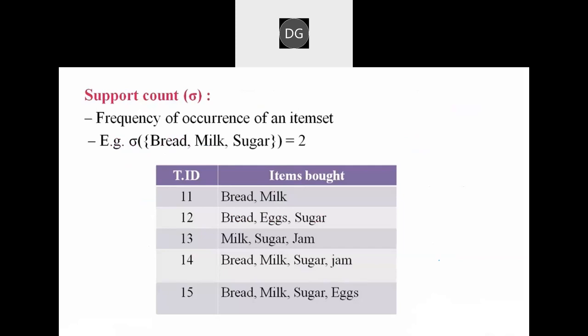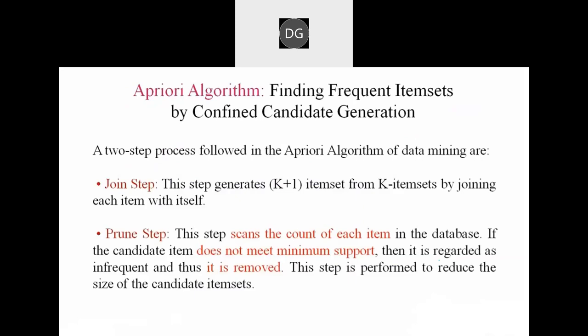Okay, so let us see the support count. Support count means the number of times a particular item has been purchased. Here also two methods are there. One is called the join step method, and another one is called the pruning method.